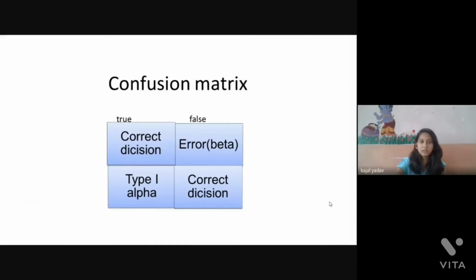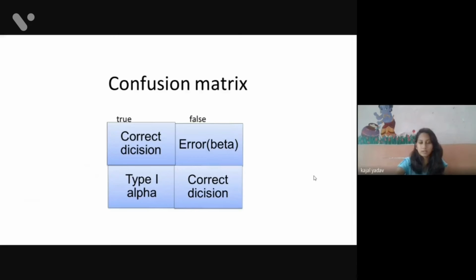Let us discuss this confusion matrix to get the null hypothesis or the alternative hypothesis. So here we take it when the value is a correct decision, when the null hypothesis is true, and it will give an error if it is false, that is the beta value.